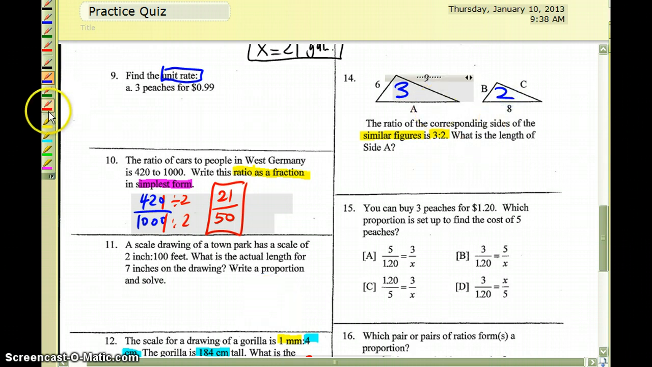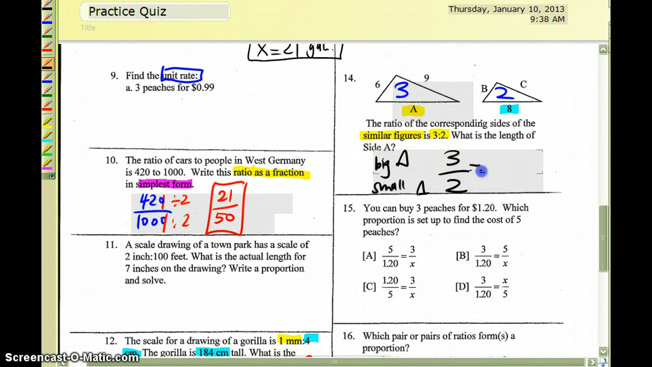So I'm going to look for side A. Now side A goes with this side over here, which is 8, because they're the same lengths. So that's my two proportions. I'm going to do big triangle and small triangle as my ratios. So the big triangle is represented by 3. The small triangle is represented by 2. That comes from the first sentence. That's the information I pull.